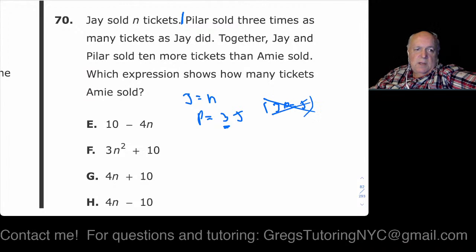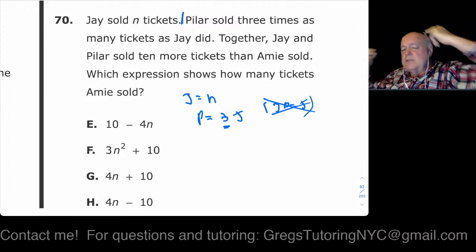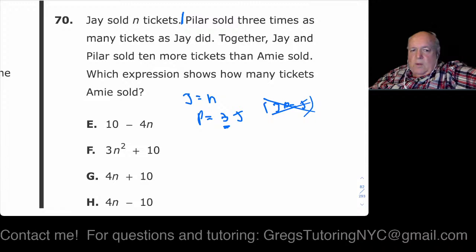Think it through. If Pilar is 3 times as many as J, if J was 1, then Pilar would be 3. So that means we're multiplying J by the 3 to get that, okay? It's a little unintuitive and a little kind of inverse logic, but when you put the test number in it, it works out, okay?